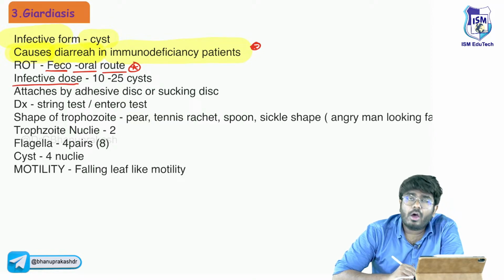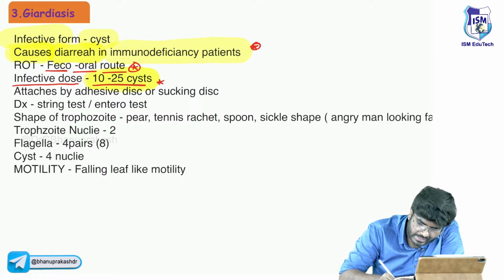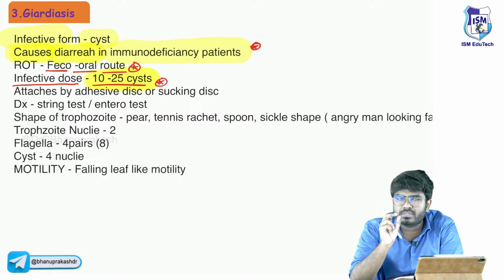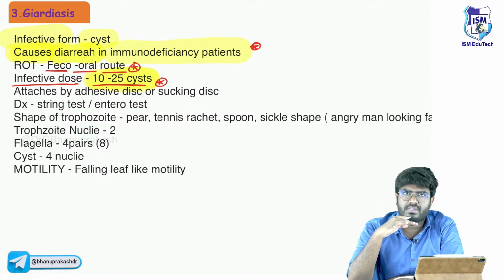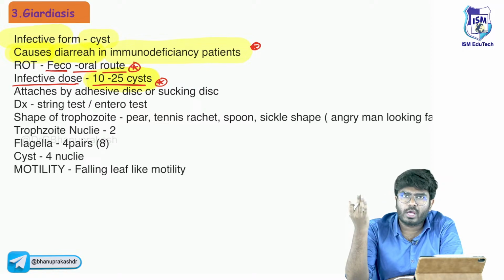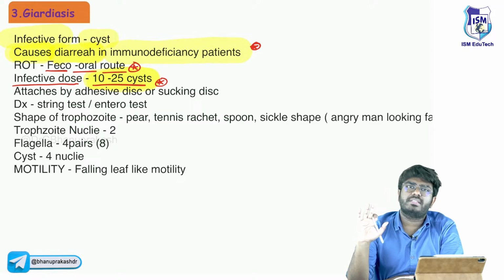And what is the infective dose? This is important. The infective dose is going to be very low, 10 to 25 cysts. So just 10 to 25 cysts are enough. Okay, a very small number of organisms. If you get just 10 organisms into your body, it can start Giardiasis. No need for hundreds and hundreds of organisms. Just an infective dose of 10 to 25 cysts can cause Giardiasis.